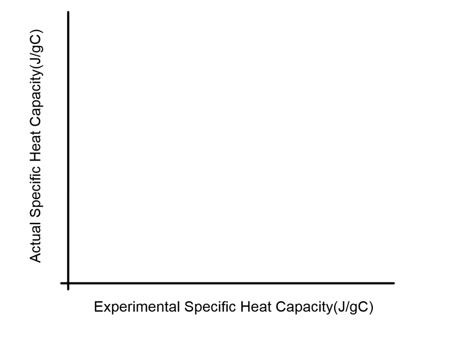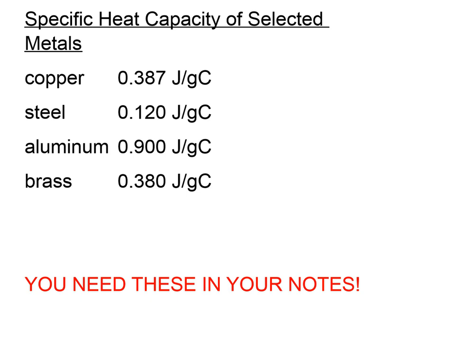And what you're essentially going to do is graph your actual specific heat capacity versus your experimental specific heat capacity. So first thing we need to do is identify what your metals are for your actual heat capacities, and that's what I have right here. So make sure you have these metals down in your notes.